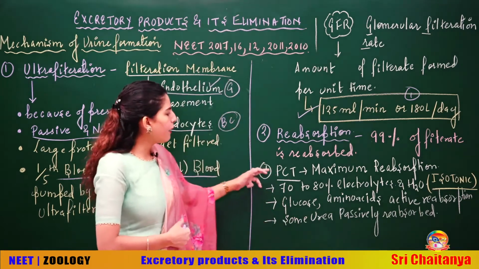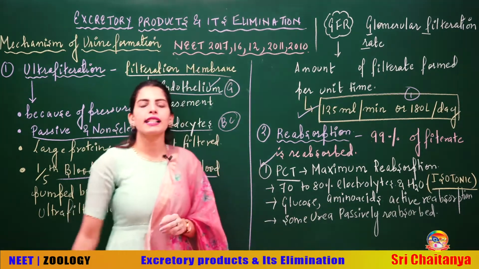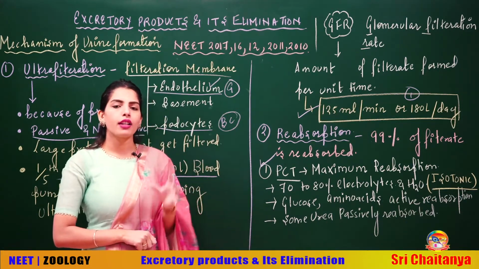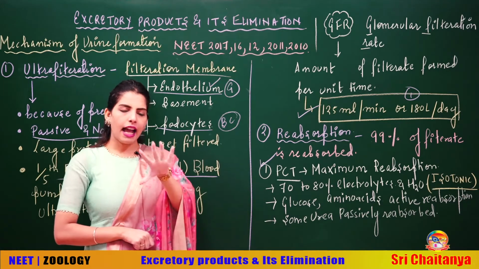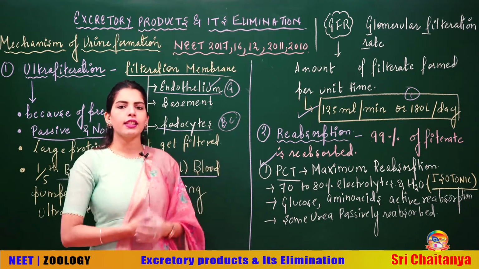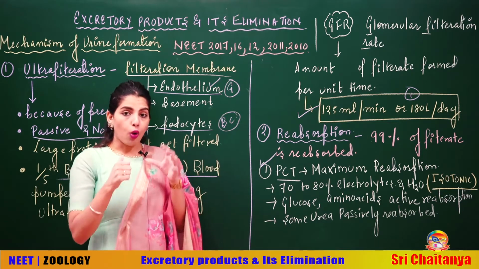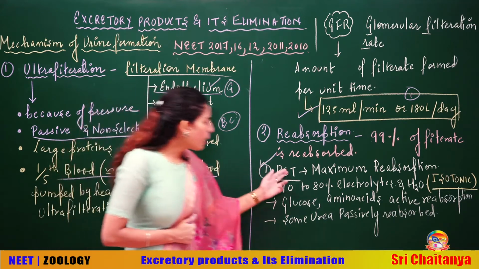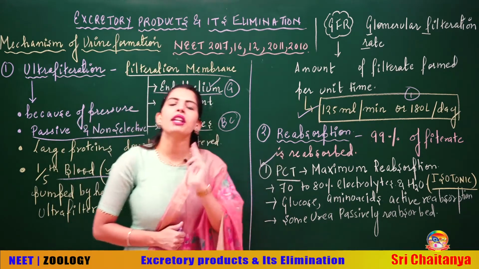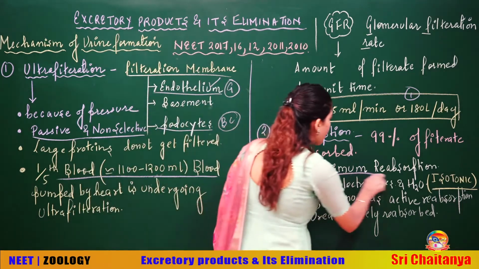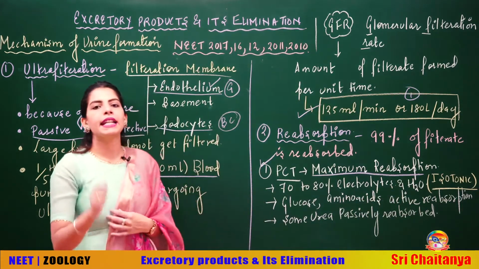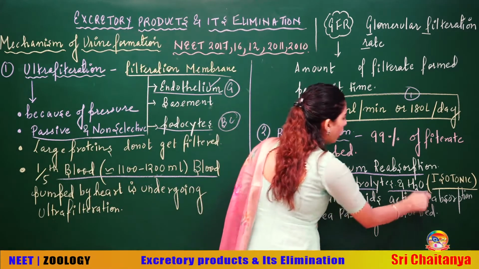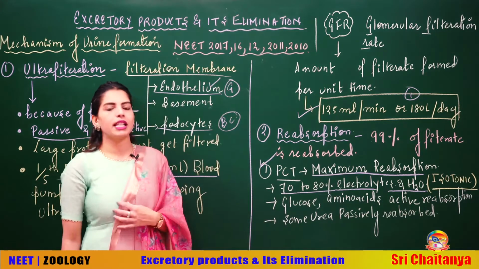Now talking about the very first part, PCT, which is the proximal convoluted tubule. We already discussed that PCT is lined by brush bordered cuboidal epithelium. It has microvilli that can increase the surface area for maximum reabsorption. It also has a lot of stored food, a lot of mitochondria to produce energy. Talking about PCT, I have written that maximum reabsorption, students remember, maximum reabsorption is taking place from PCT. 70 to 80% electrolytes and water is getting reabsorbed from this part.